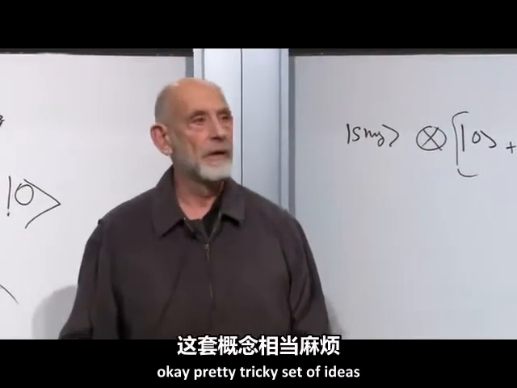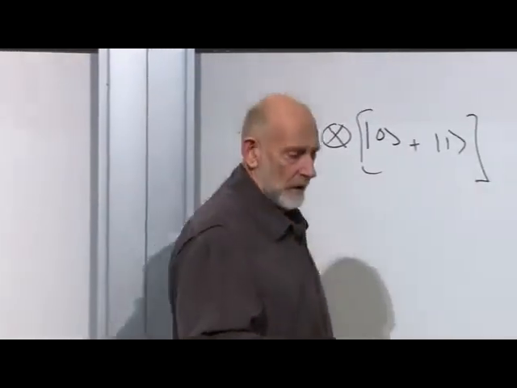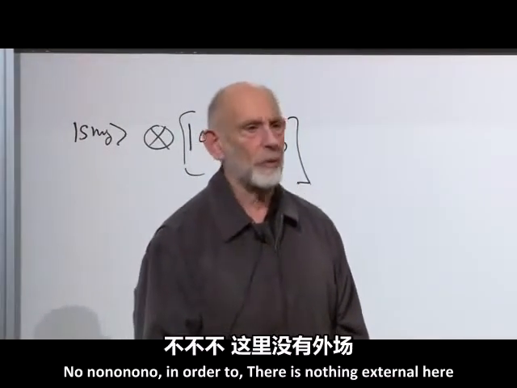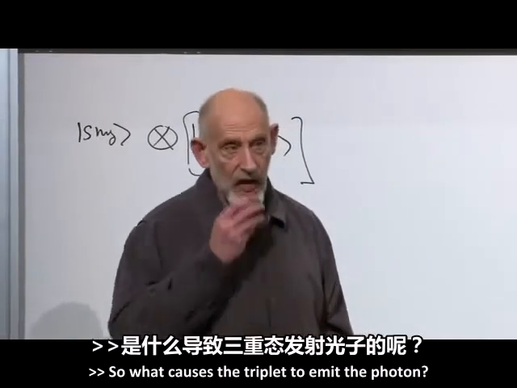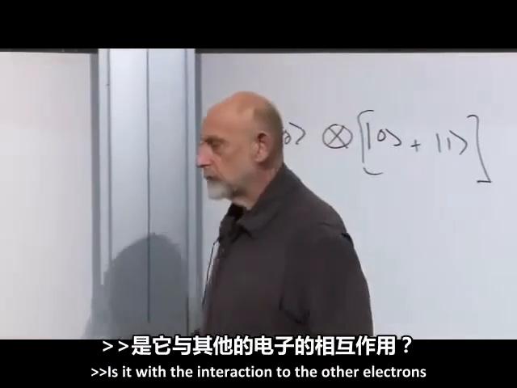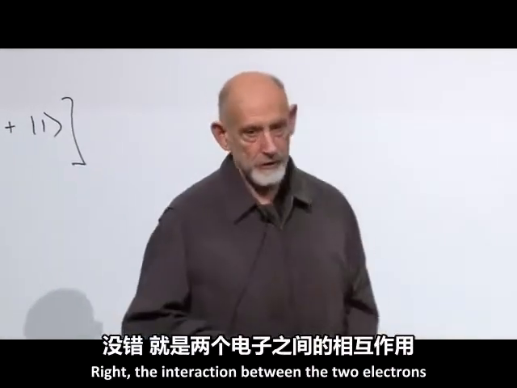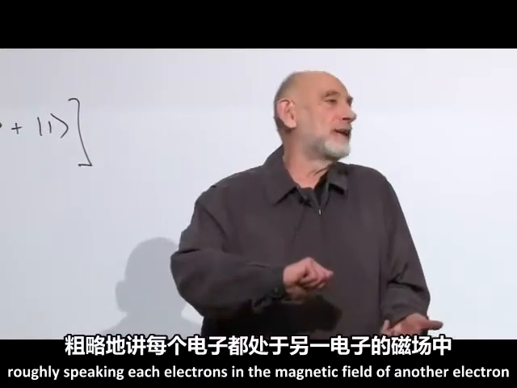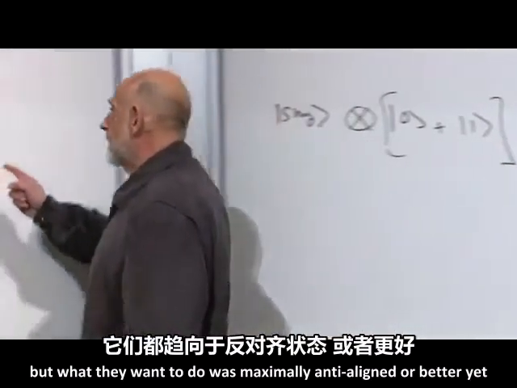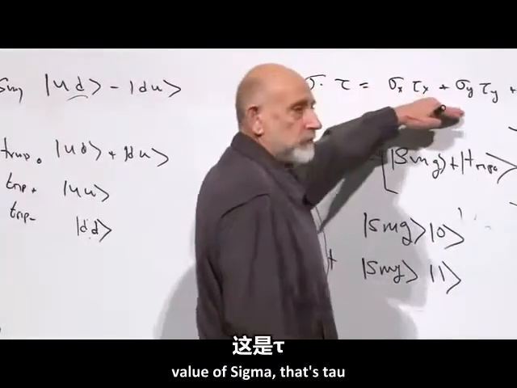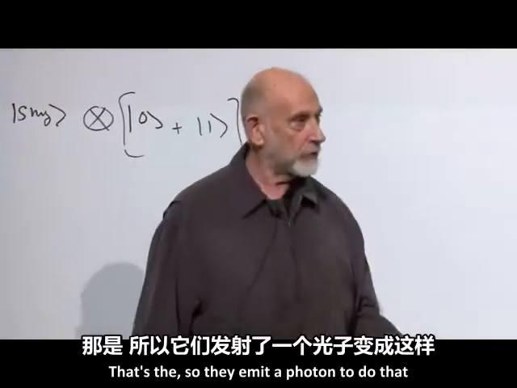It's a pretty tricky set of ideas. You haven't brought anything external in, like a magnetic field? No, there's nothing external here. What causes the triplet to emit the photon is the interaction with the other electron, which is why they end up entangled. Right. The interaction between the two electrons. Roughly speaking, each electron is in the magnetic field of the other electron, but what they want to do is maximally anti-align, or better yet, they want to make the value of sigma dot tau maximally negative. So they emit a photon to do that.